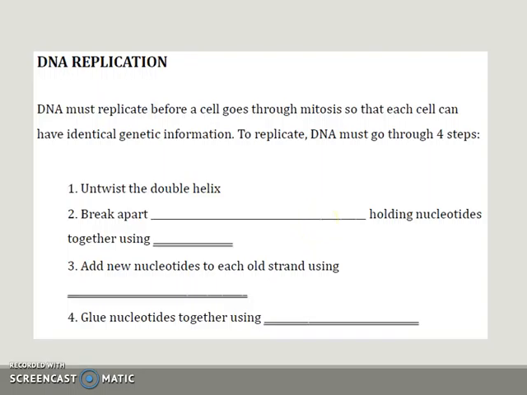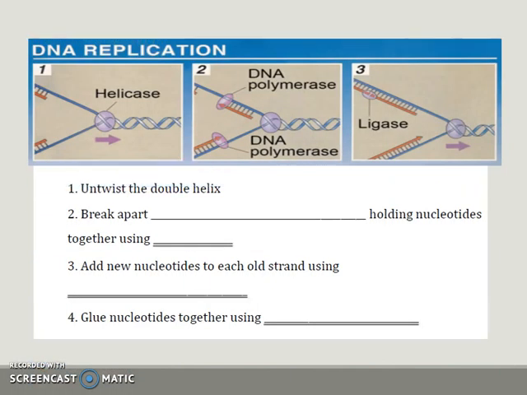Now, DNA replication. DNA must replicate before a cell goes through mitosis in the S phase, so that each cell can have identical genetic information. If we're making two identical cells, we want to make sure that they both have the same DNA, so we have to replicate it. We have to make a copy. And so DNA is going to be replicated in 4 steps. I know this shows 3 steps, but step 1 and step 2 can be kind of joined together.